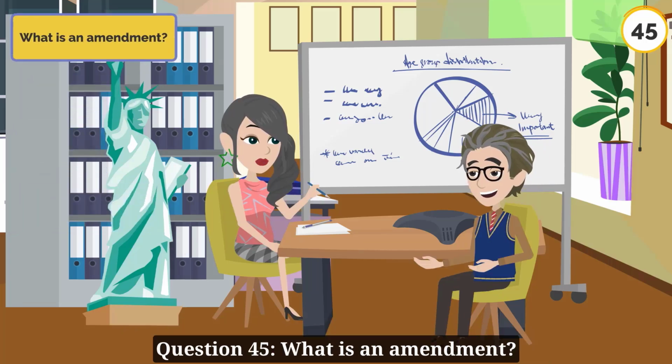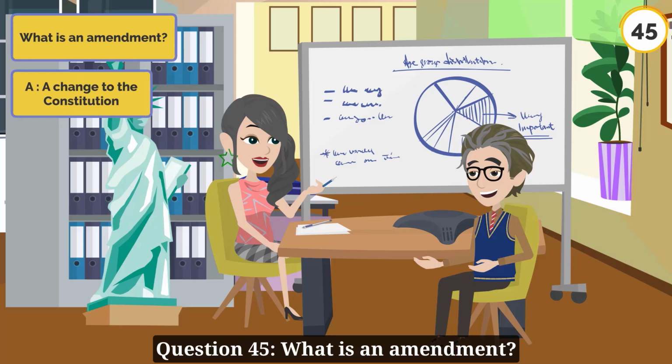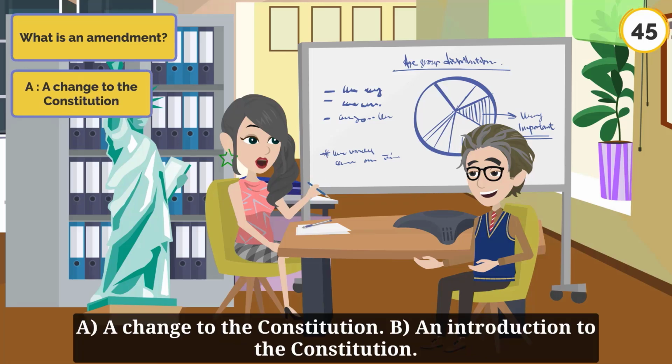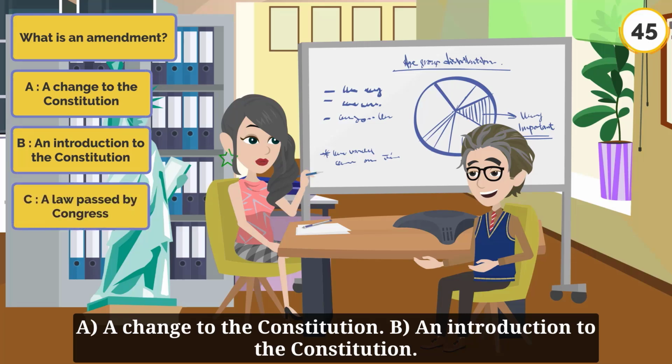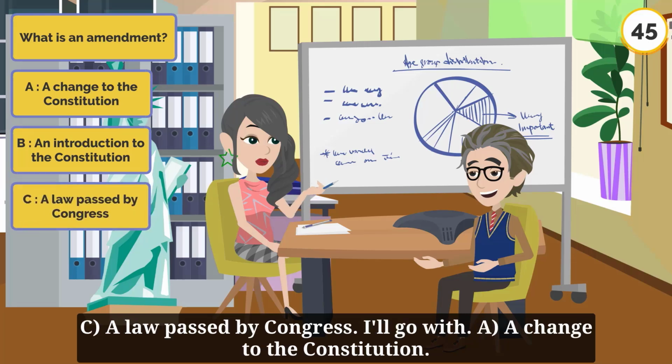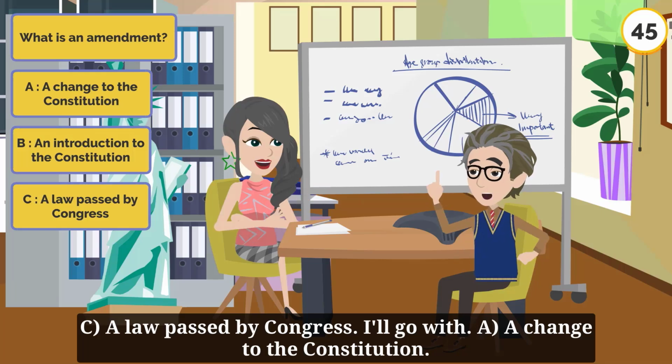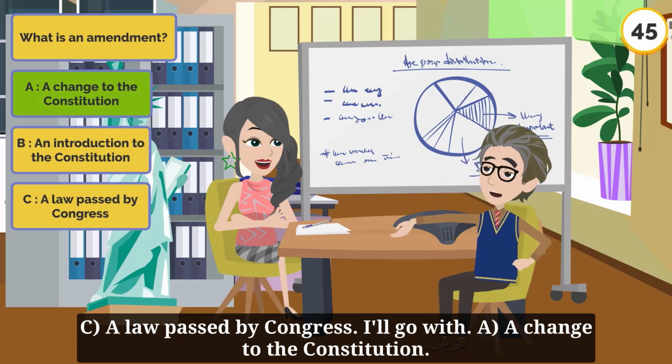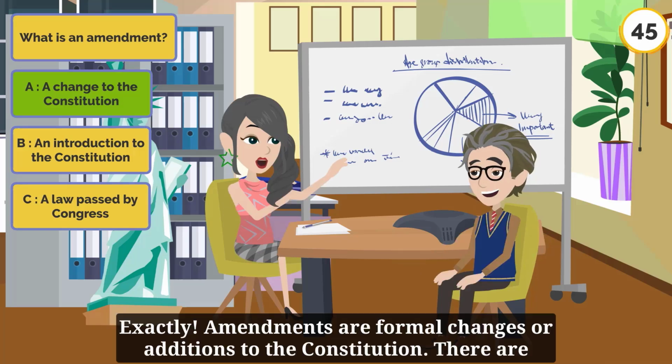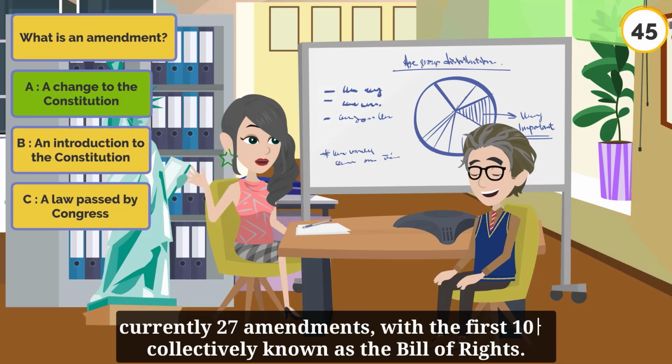Question 45. What is an amendment? A. A change to the Constitution. B. An introduction to the Constitution. C. A law passed by Congress. I'll go with A. A change to the Constitution. Exactly. Amendments are formal changes or additions to the Constitution. There are currently 27 amendments, with the first 10 collectively known as the Bill of Rights.